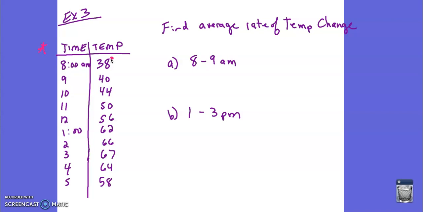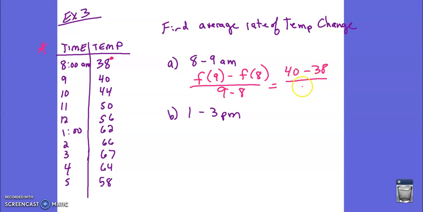So between 8 and 9, you're going to do f of 9 minus f of 8 over 9 minus 8. You just look at the chart. At f of 9, it was 40 degrees. F of 8, it was 38 degrees. And then 9 minus 8 is 1. So there was a 2-degree average rate of temperature change between 8 and 9 a.m.